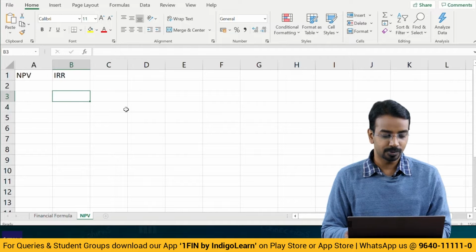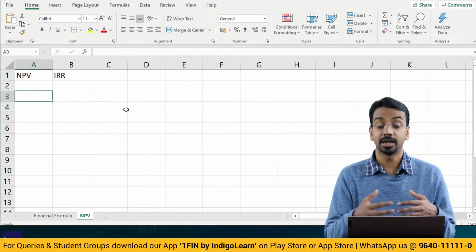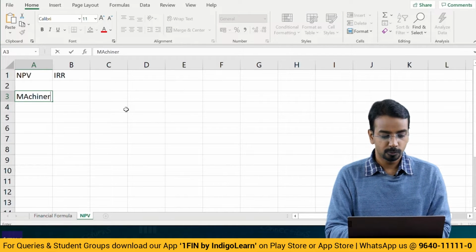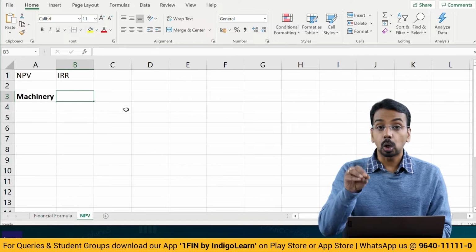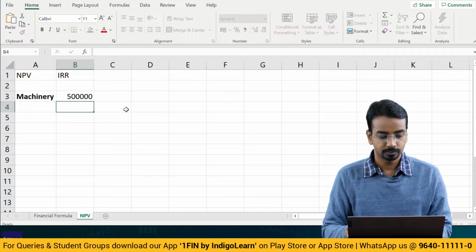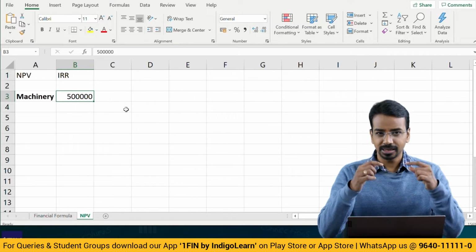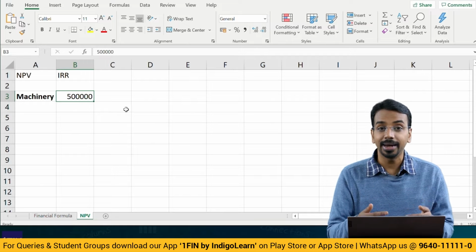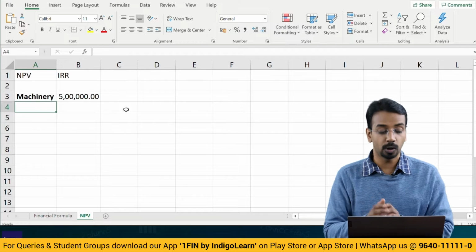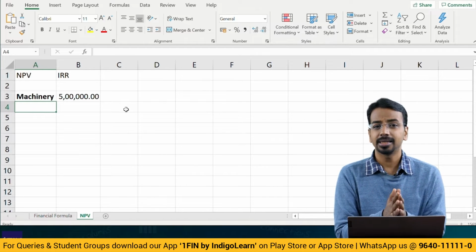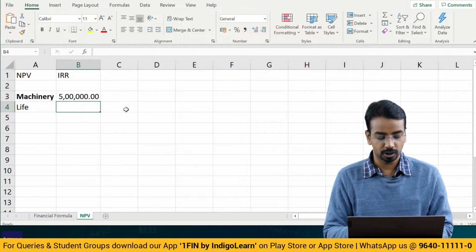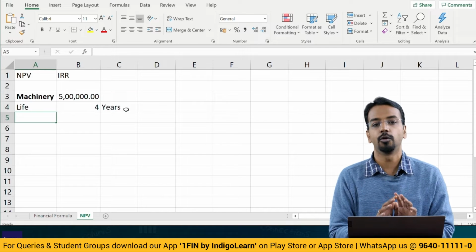So say for example, we again talk about an asset that you have purchased. Let us say you have purchased a machinery, and the cost of that machinery today is, let us say, 5 lakhs. 5 lakhs is the amount that you have paid today, right? So let me just convert this into comma separators using Control Shift 1, and this machine has a useful life of, let us say, 4 years.